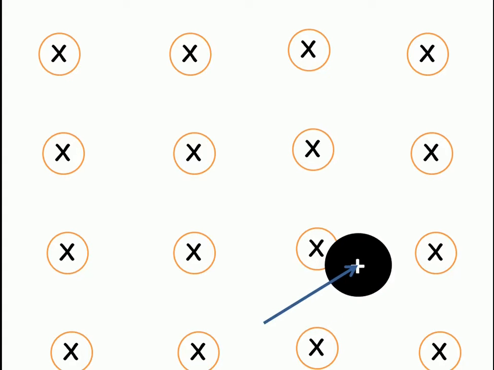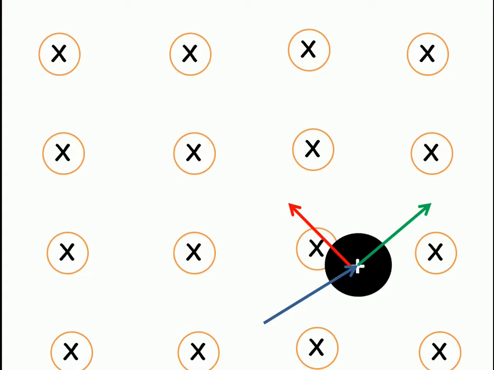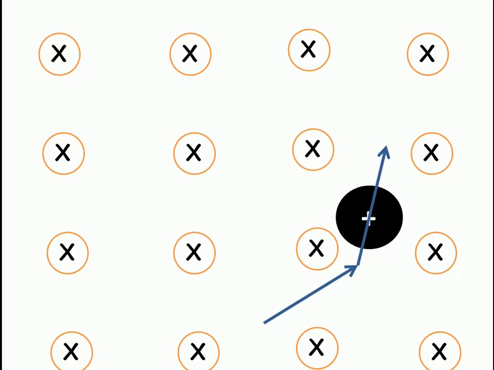Now again I can use Fleming's left hand rule. Current is going in this direction and force is in this direction, but the direction of velocity is in this direction, so the charge will move in the resultant of these two, so it will go out here.